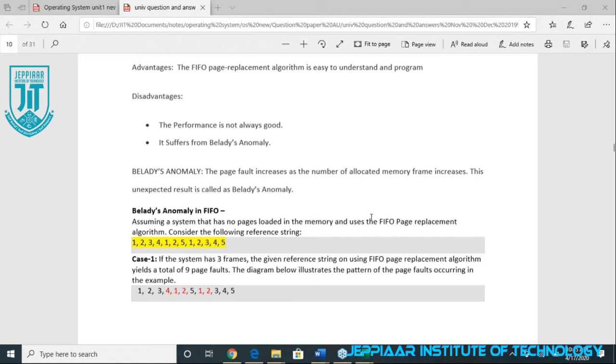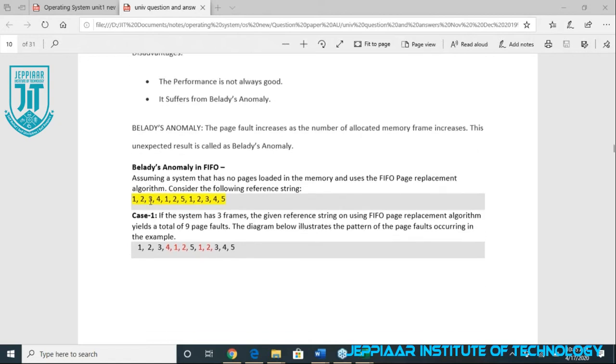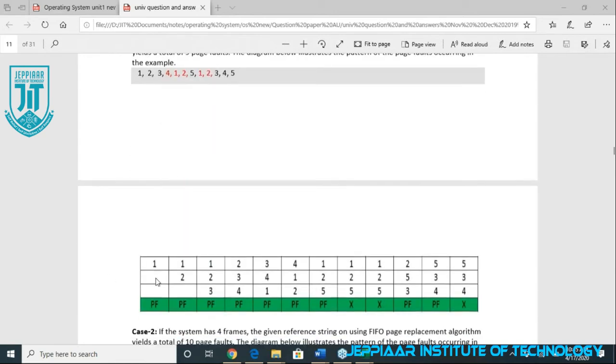So we'll take an example. The reference string is 1 2 3 4 1 2 5 1 2 3 4 5. These are the pages in the secondary memory. Now we are going to load them into the main memory and read them. Consider the frames: I have taken the main memory frame size as 3, so initially all are empty.